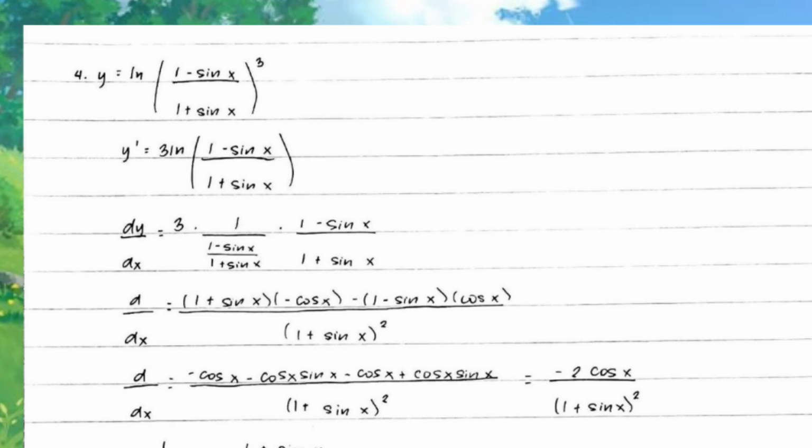Kaya, kapag sinubstitute natin yung values dun, magiging quantity 1 plus sin x times quantity negative cos x minus 1 minus sin x times cosine x all over 1 plus sin x squared. Kaya kapag distribute lang natin yung mga signs, yung magiging final answer ng differentiation ng fraction ay negative 2 cosine x all over 1 plus sin x squared.